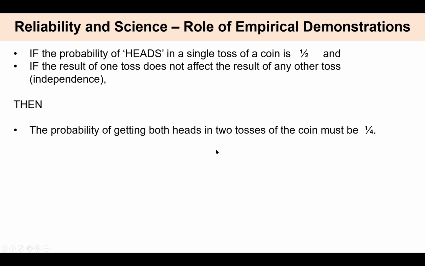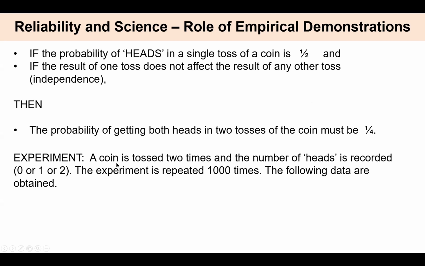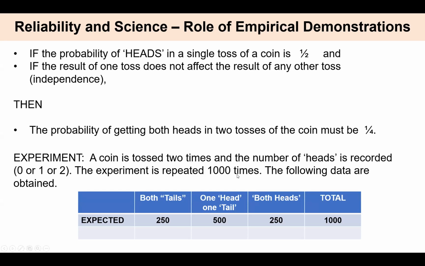Okay, but you can check this experimentally. You take a coin, toss it twice, and record the number of heads: 0, 1, or 2. You do this 1,000 times, and you get the following data. Well, first, showing only what you would expect under the theoretical model, you would expect 250 out of 1,000 times to get both heads. But suppose that your experiment produced observations that looked like this. You only got both heads 100 out of the 1,000 times. Then you would question the model, and you may have to make some adjustments.